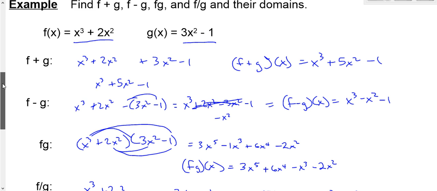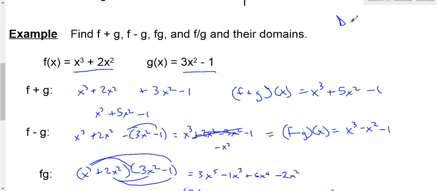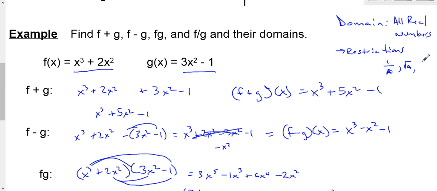Now remember, domain is, we have to start with the idea that we have all real numbers, unless we have restrictions where we have 1 over some type of expression. I'm going to put a capital A. If we have the square root of some kind of expression, and we have 1 over the square root of some kind of an expression.